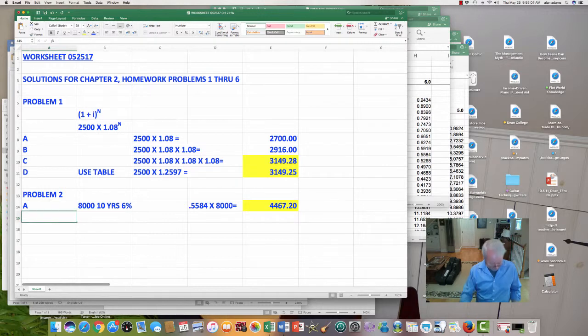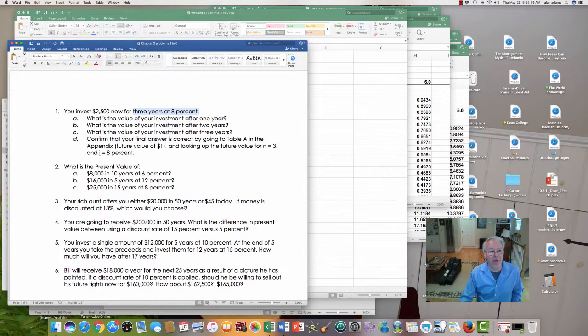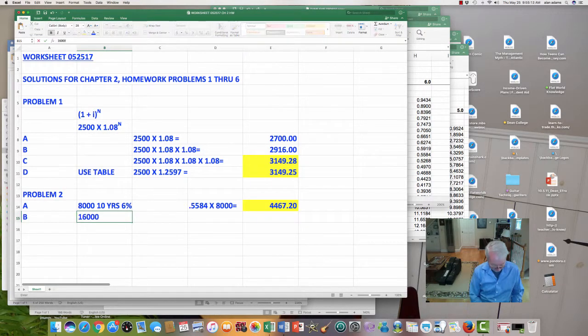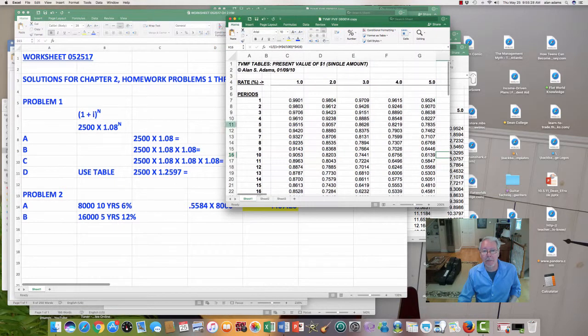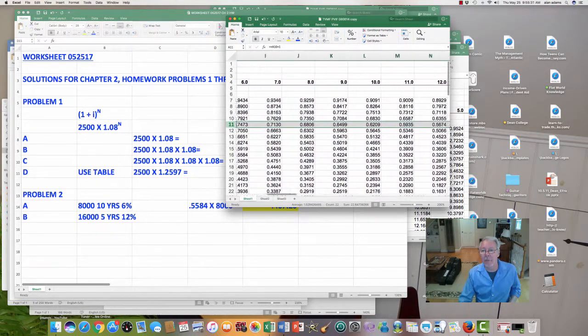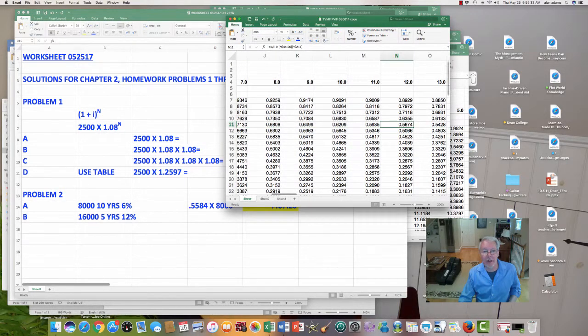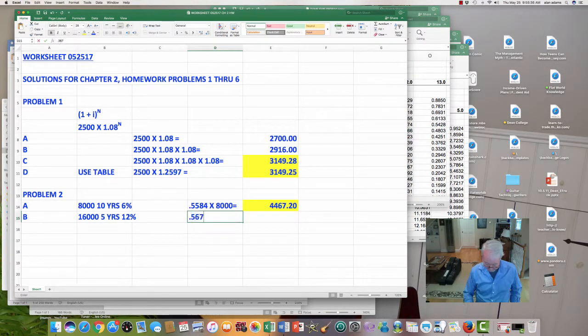Item B says, what about 16,000, 5 years, 12%? Simple enough. When you've done one, you can do them all. But I'm going to take one of them, and I'm going to prove it for you. We'll get to that in a moment. 5 years at 12%. Come way out here to 12%, it's 0.5674, multiplied by $16,000. It's that easy.